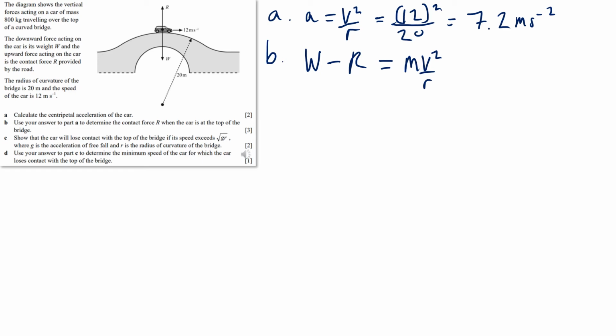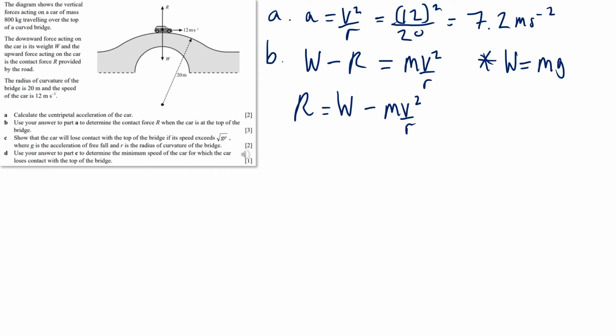We can write the weight as mass times g, where g is the acceleration due to gravity. We want to find the contact force, so we make R the subject. R is equal to the weight minus mv squared over r.